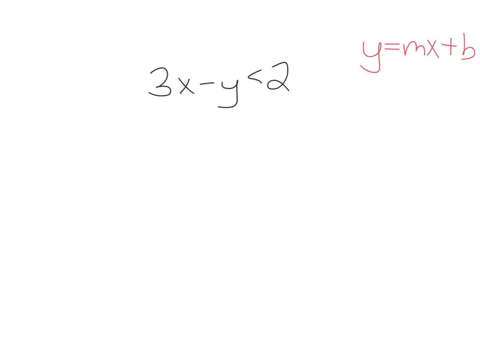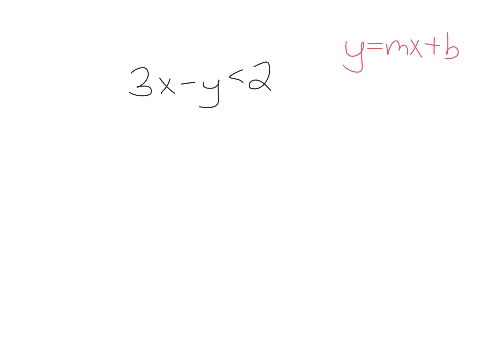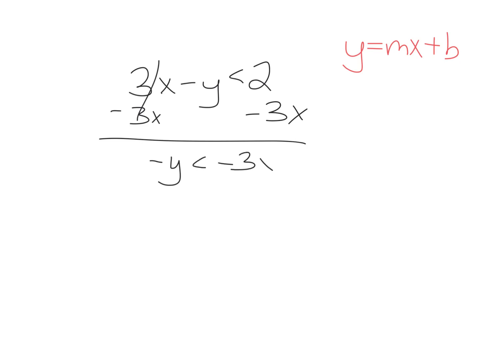On this one, what's the problem though? Is it in that form yet? No, we want to get it to that form. What would be my first step to get it in that form? We're going to subtract 3x on both sides. Just act like that inequality is an equal sign. And we have negative y is less than negative 3x plus 2.